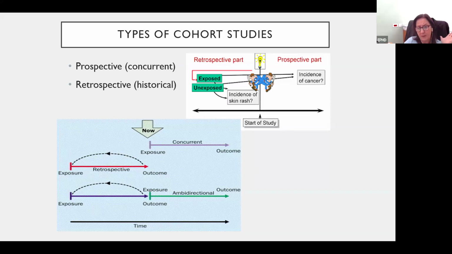So even if I go back to a cohort that existed in 2006, I know that they were there. I know that their houses were destroyed, and I see what happened to them right now. And it could be ambidirectional. So you see, you start with 2006, you see what's happening to them now, and then you can follow up on them again. Okay.